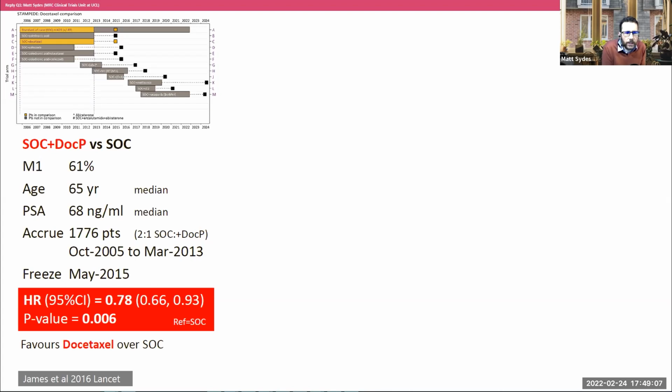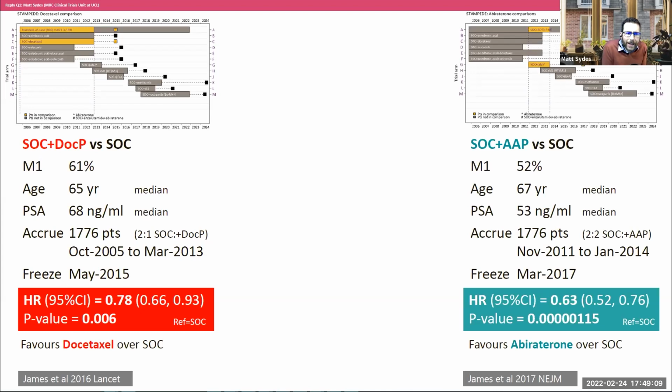Could we go on to the next slide? The first added comparison in the Stampede platform looked at adding abiraterone to the same standard of care that docetaxel was being assessed against. Those patients were randomized later, between late 2011 and early 2014. And there, when we presented the results, we saw a hazard ratio of 0.63, again statistically significant and clinically meaningful. And the clinical community was jumping up and down with excitement on this one because it was a much bigger effect over control than docetaxel had shown.